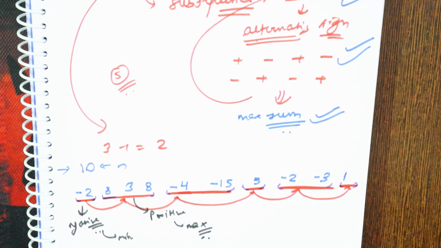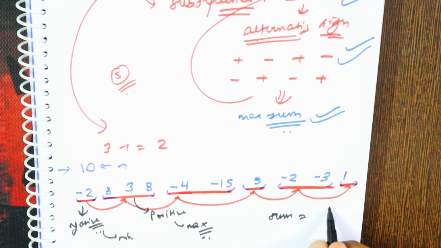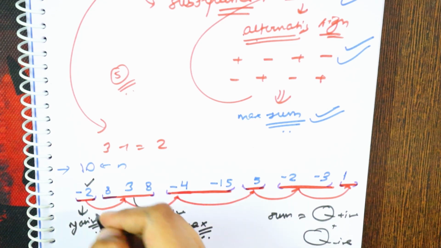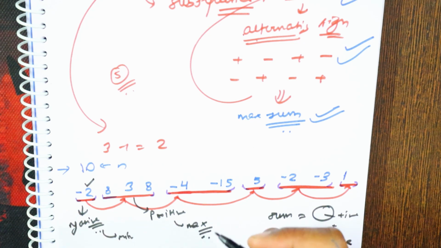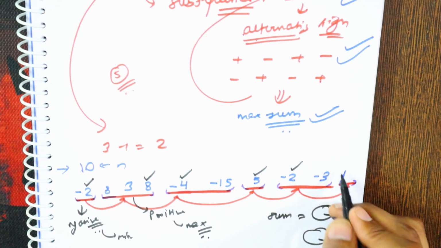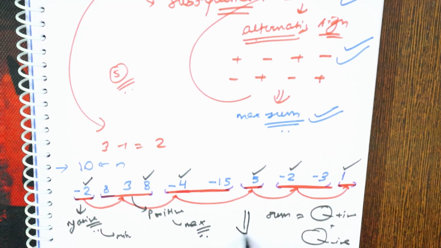Now you will ask, why? See, if I need the maximum sum, I need a large number when it is plus and a small number when it is minus. So I will choose -2 here, because here it is only one and I have to choose it to keep the maximum length. From here I will choose 8, which is maximum. From here I will choose -4, which is minimum. From here I have only 5, so I have to choose it. From here I will choose -2, which is minimum. From here I will choose 1, which is maximum. So the final sum will be 6.